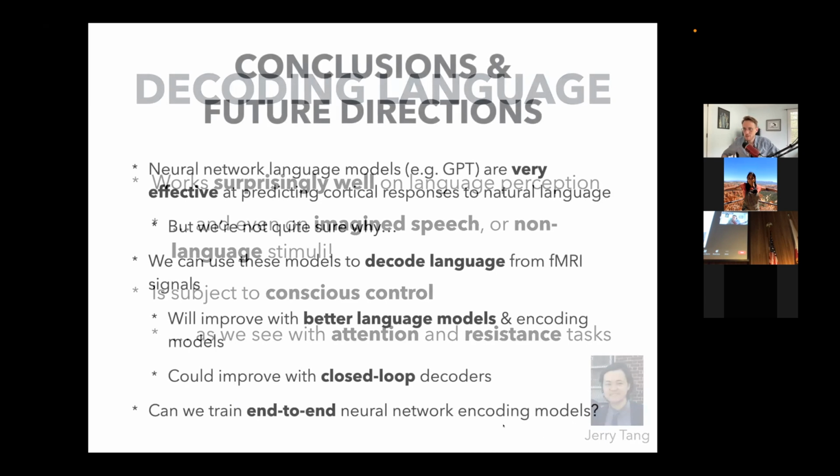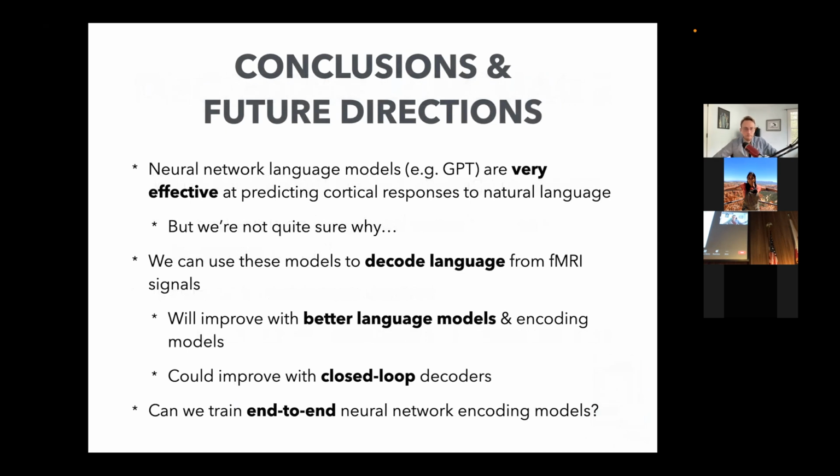All right, just to conclude, I'm going to recap a little bit of what I talked about today. We showed that these neural network language models like GPT are very effective at predicting these cortical responses to natural language. Honestly, we're not sure why. I gave you some justifications there, but we're not really clear on what these models are learning. That's actually the important thing. So we're doing a lot of work on trying to answer this question in more theoretical and computer sciencey ways.